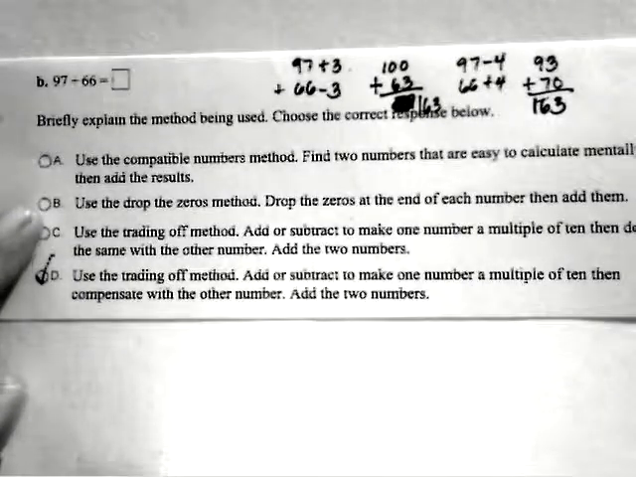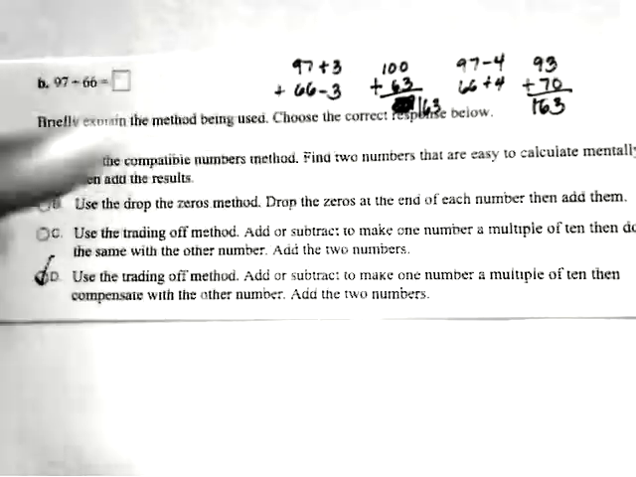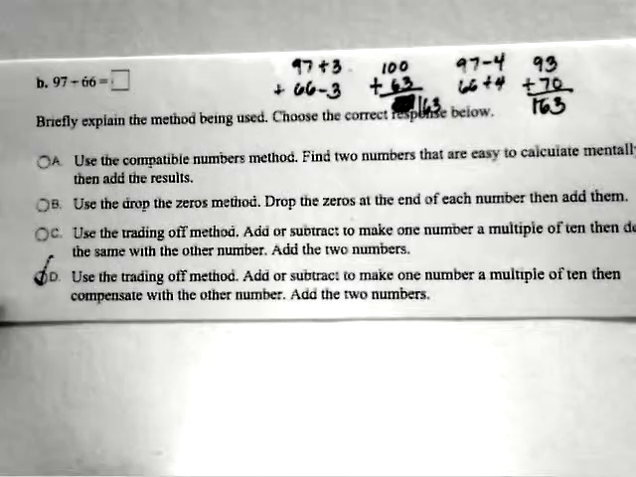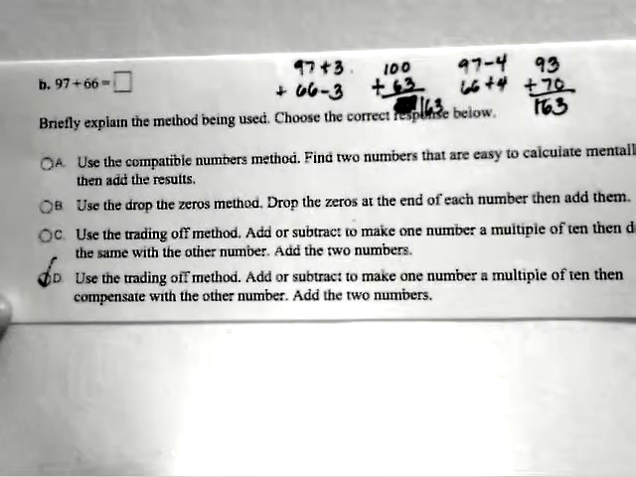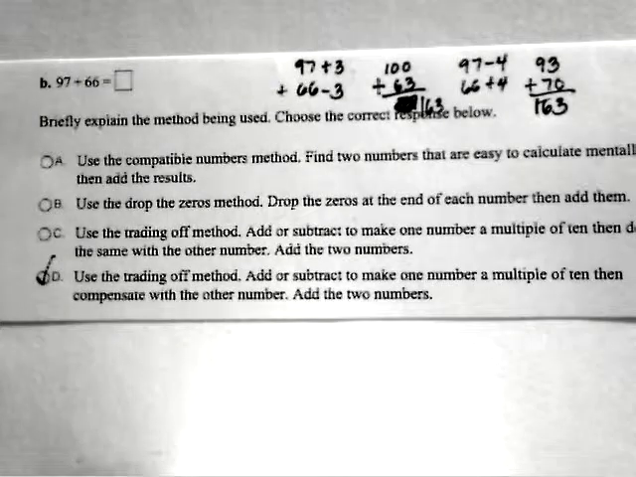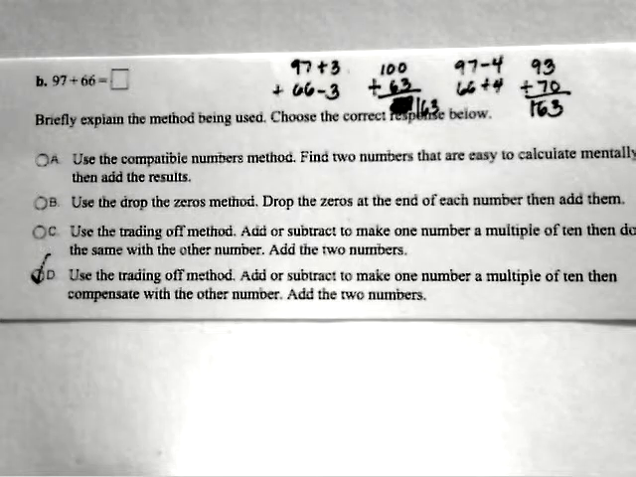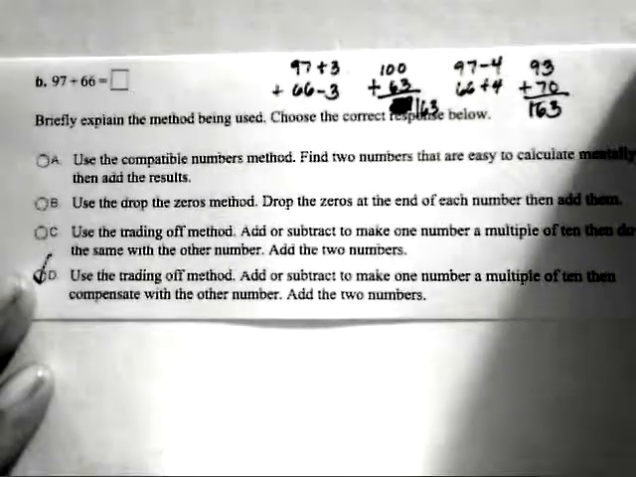Okay. So I made a mistake right here. I should be adding, not subtracting. 100 plus 63 is 163. Doing it the first way, and then the second way, the same way. Because the first way I added 3 to the 97 and subtracted 3 from 66. The other one, I added 4 to the 66 and subtracted 4 from the 97. Either way, you'll come up with the same answer using the trading off method.